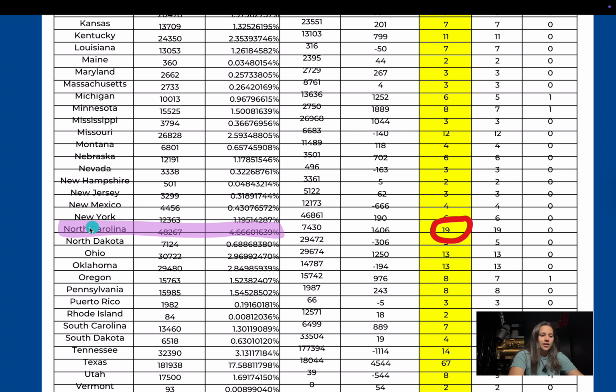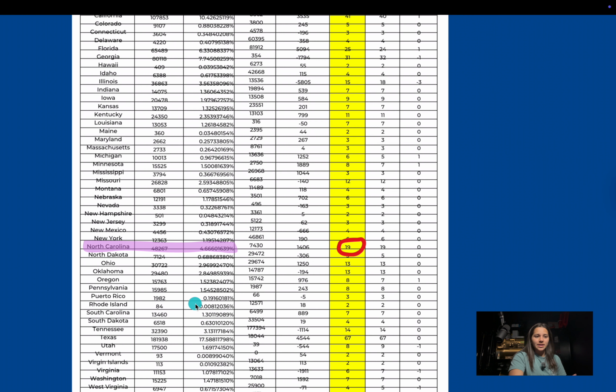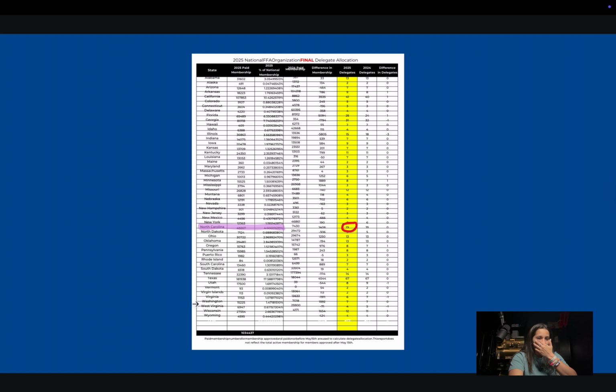North Carolina is fortunate to have 48,267 members, which makes up 4.666% of the total national membership. Therefore, we get 19 delegates, and that stayed the same since last year. The thing with this is that it can change every year, which is why they reallocate delegates every year. It just depends on how much growth your state sees and how much growth the national organization sees.